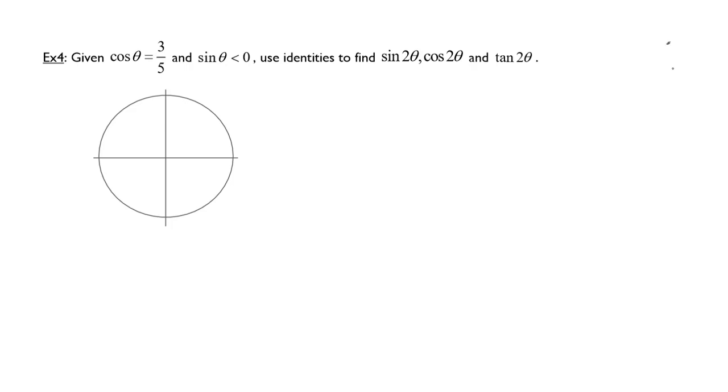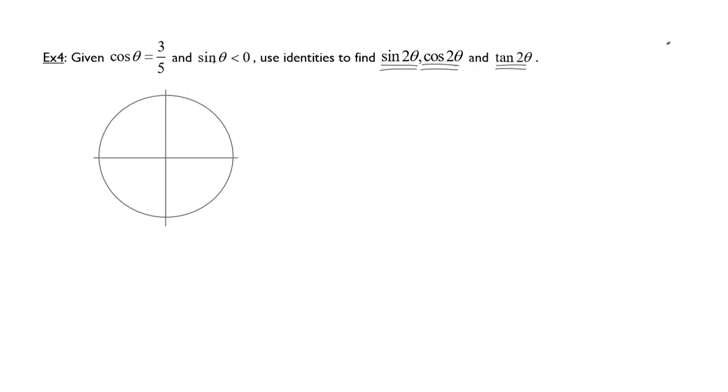Welcome back. I want to start out by doing another example, and I want to show you how you can use these double angle formulas that we just derived in the previous video to find different values. So let's say you are given cosine theta equals 3/5, and sine of theta is less than 0. And we're asked to use identities to find sine of 2 theta, cosine of 2 theta, and tangent of 2 theta.